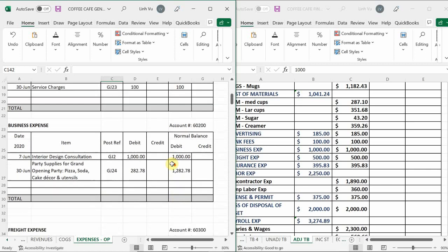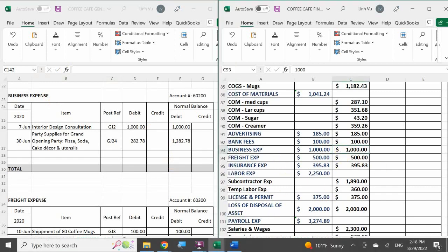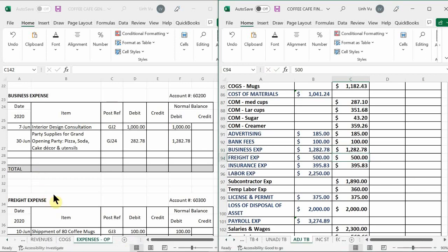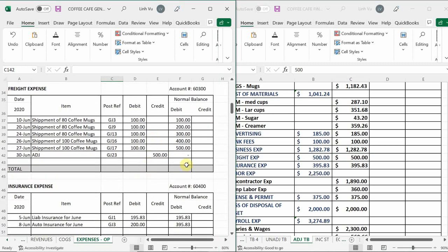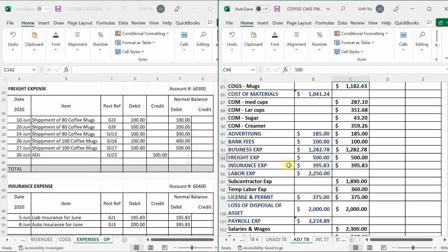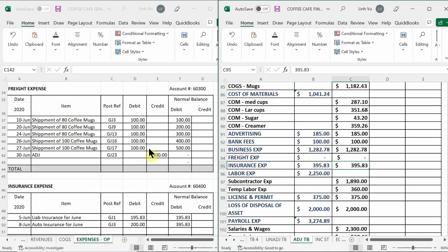Okay. We also now need to include here, right? My business expense has increased, right? It is now $1,282.78. Okay. My freight expense has zeroed out. So therefore, my freight expense is now 0. Okay.